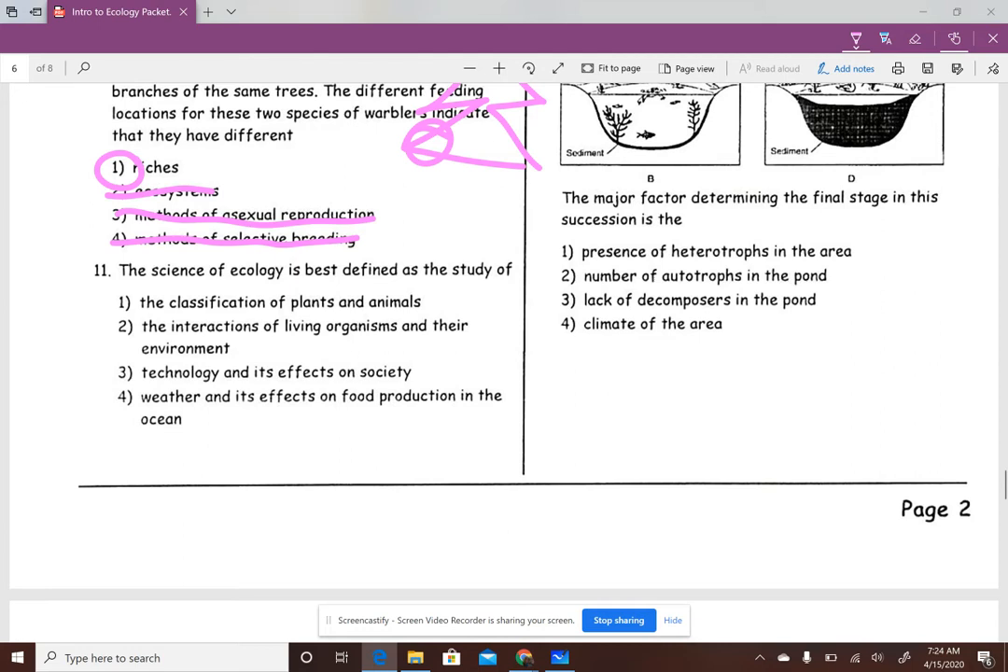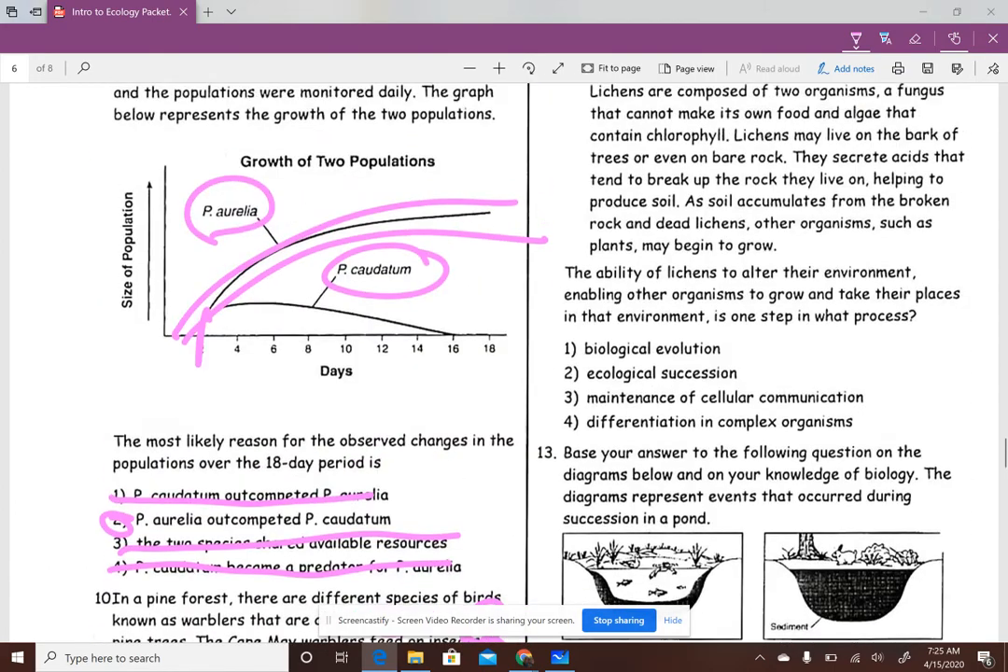So here we're just looking for the definition of ecology. So if that's the case, it's the interaction of the living, or biotic, and non-living, abiotic, factors. So classification, this is actually taxonomy, which again, we haven't spoken about yet. Technology has nothing to do with ecology. And then the weather, that is more of an earth science concept.